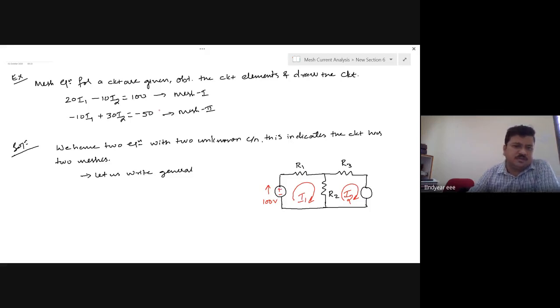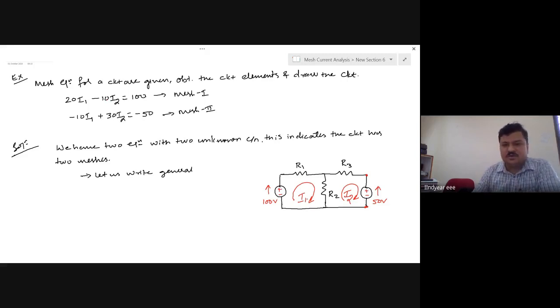Now observe the RHS of equation 2, that is for mesh 2, it is minus 50. So the direction of current and the direction of EMF source must be opposite. Now the current is flowing from top to bottom in this source of mesh 2. The EMF direction should be opposite to that. So it means positive up, negative down, and this is 50 volts. By observing the RHS of the equation, suppose the RHS of mesh 2 is 0, then there is no voltage source in that mesh.